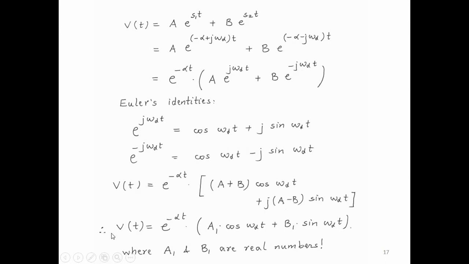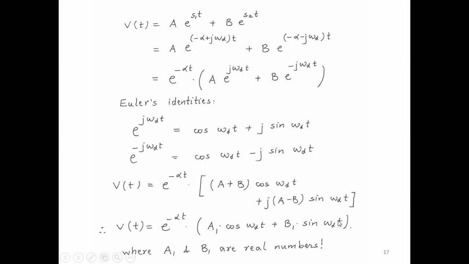The point is, if the roots are complex, then the solution for V of t can be written in this form, which is different from this form. This form causes problems with j's. You write it in this form, everything is real. Alright, so V of t is e raised to minus alpha t into (A1 cos omega_d t plus B1 sin omega_d t). So this is a form of the solution if the roots are complex. So this is what you will do.